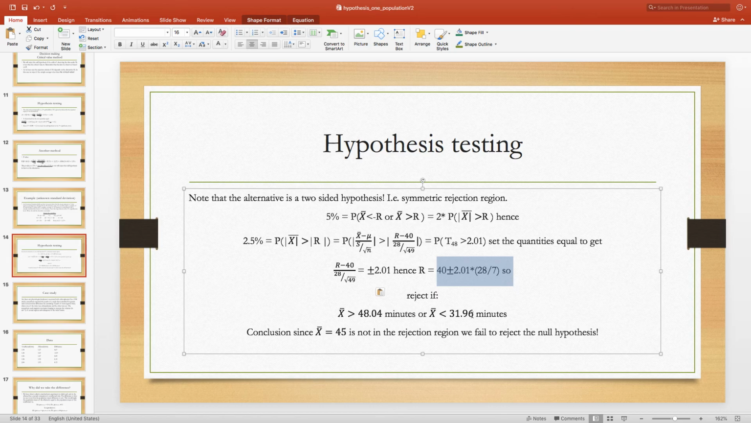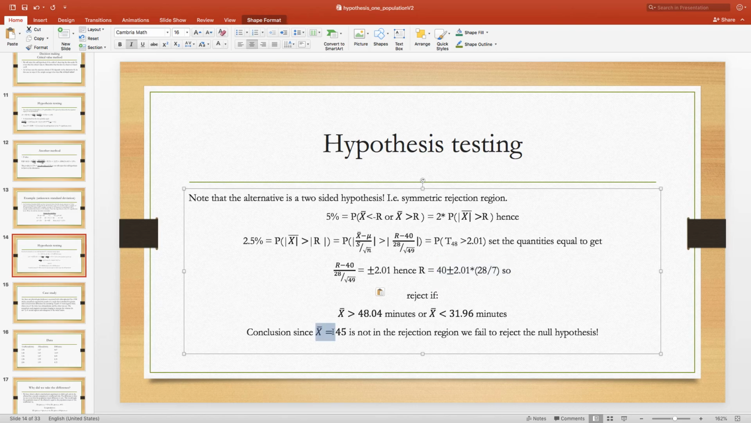So I'm going to reject if X bar is too big, if it's 48.04 minutes or greater, or if it's less than 31.96 minutes. And notice this is equivalent to just constructing a 95% confidence interval for the mean. If the sample average is in the confidence interval, we fail to reject it. Otherwise, we reject the null hypothesis.